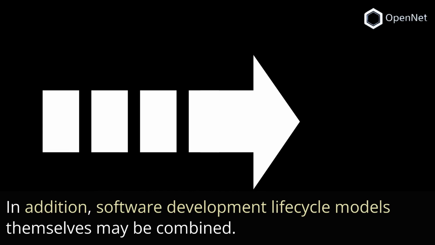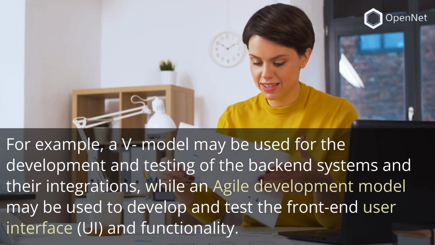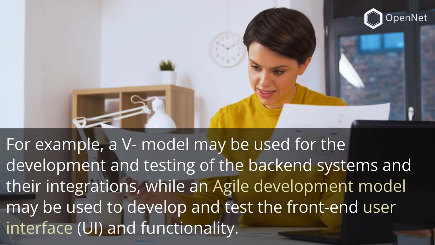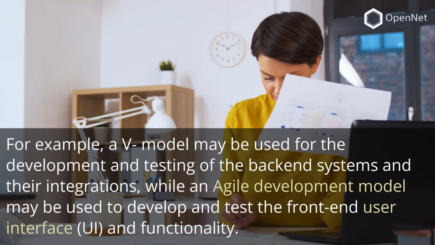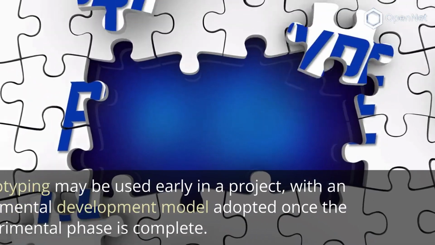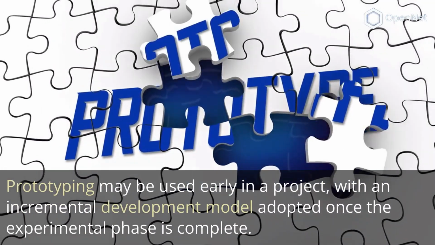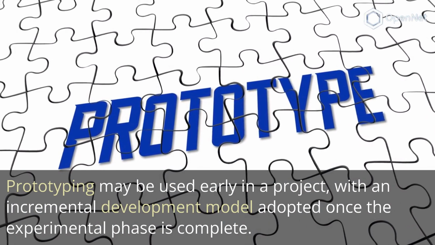In addition, software development lifecycle models themselves may be combined. For example, a V model may be used for the development and testing of the back-end systems and their integrations, while an agile development model may be used to develop and test the front-end user interface, UI, and functionality. Prototyping may be used early in a project, with an incremental development model adopted once the experimental phase is complete.